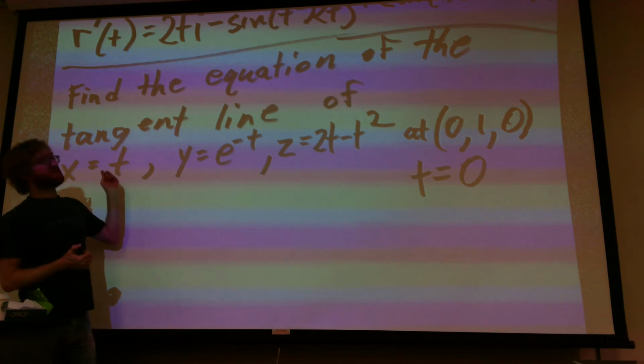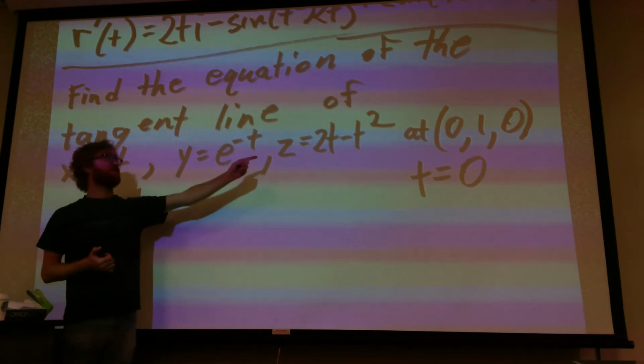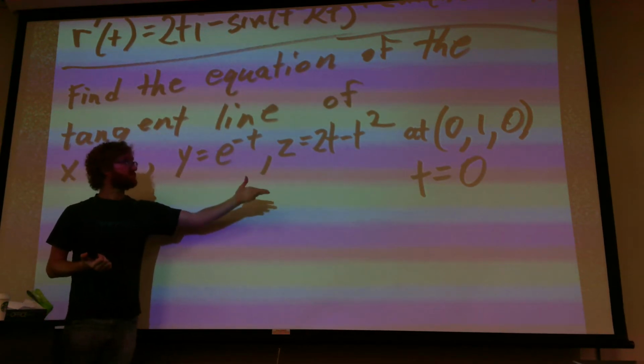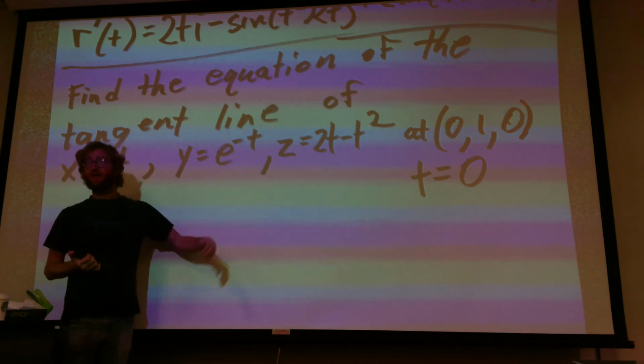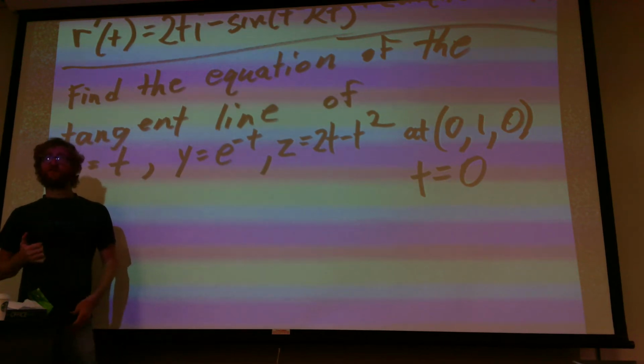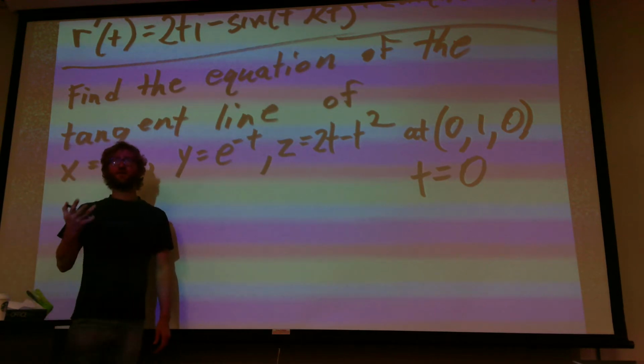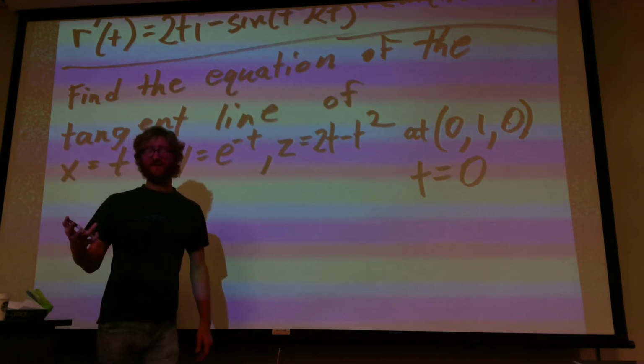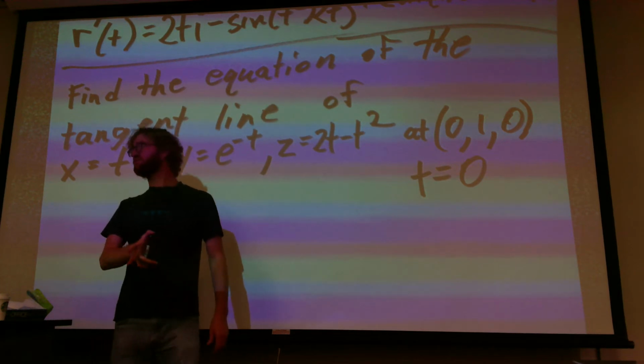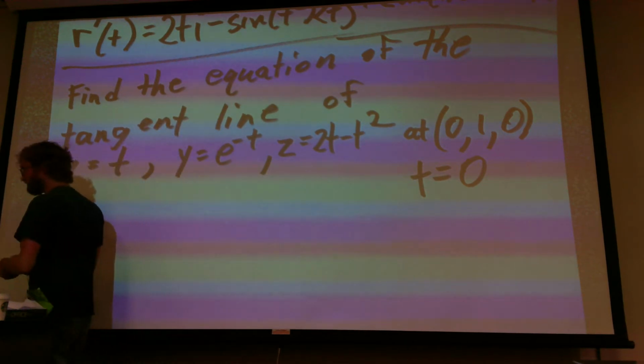So I'll put 0 to this, it's 0, 0 to this, it's 1, 0 to that guy, it's 0. Okay? So the point does have to exist on the curve. You can't find a tangent line to this point on a point that doesn't exist on the curve. Okay? So yeah, t equals 0.